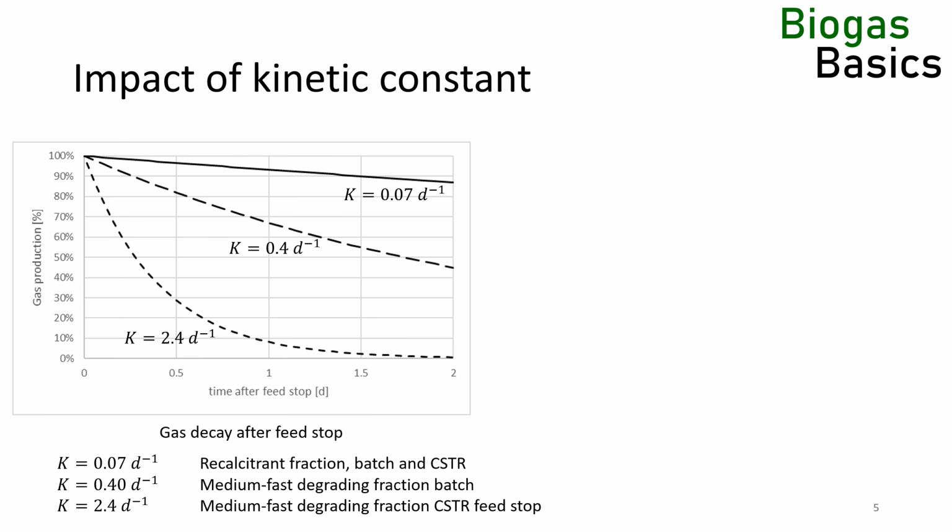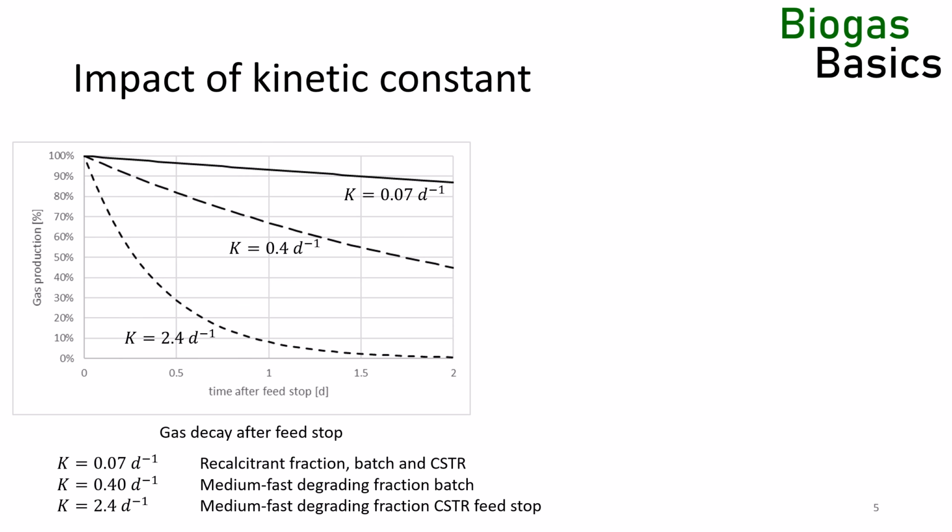The reaction constant has a significant impact on the decay of the gas production. This figure shows the decay of the gas production after a feed stop of the slowly degradable fraction with K equals 0.07 day to the power of -1. The gas production drops by 6.7% after 1 day. If we use the reaction constant measured in the batch for the medium fast degrading fraction, 0.4 day to the power of -1, the gas production drops by 33% after 1 day, and if we use the reaction constant for the medium fast degradable fraction measured with the feed stop experiment, K equals 2.4 day to the power of -1, the gas production drops by 92% after 1 day.